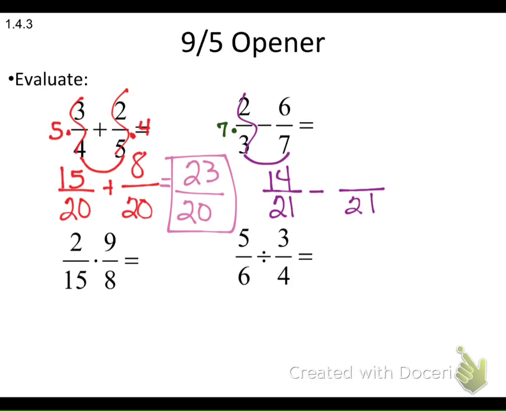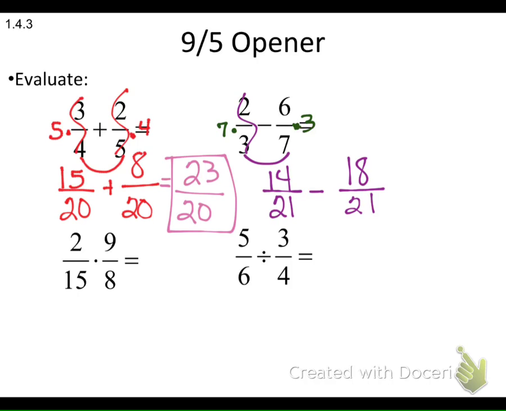Now I move to my second one. I took 7 times 3 to get to 21. So if I took 7 times 3, what else do I have to multiply by 3? The 6 to get my new numerator. So 6 times 3 is? 18.